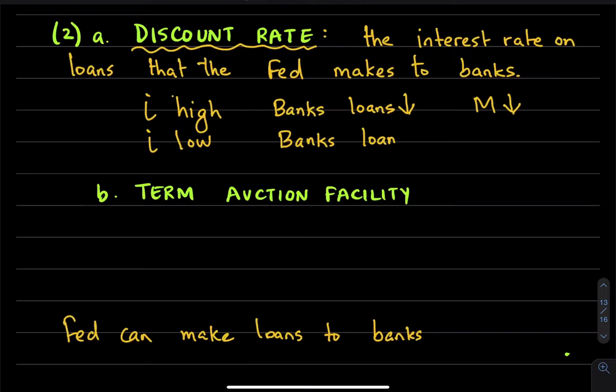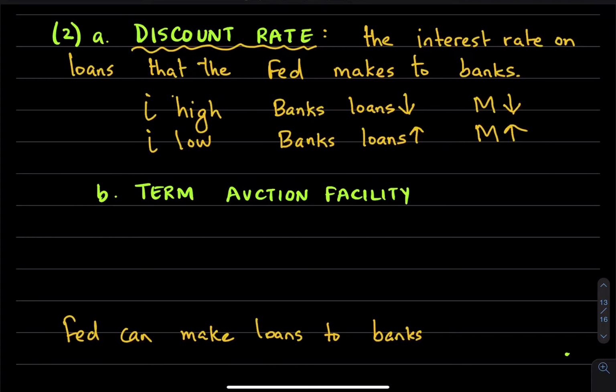Banks would borrow more and therefore be able to loan more funds out, thereby increasing money in the system. So it really depends on what the Fed wants to do with money supply in the system.